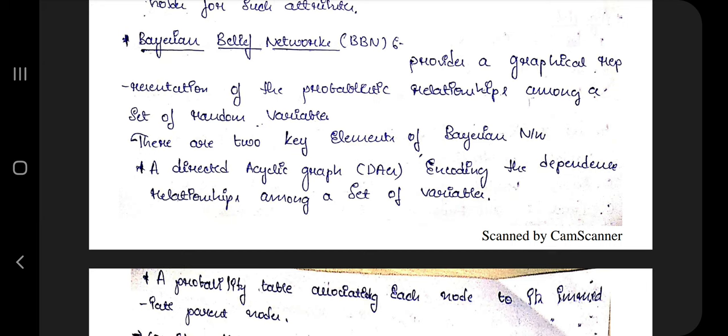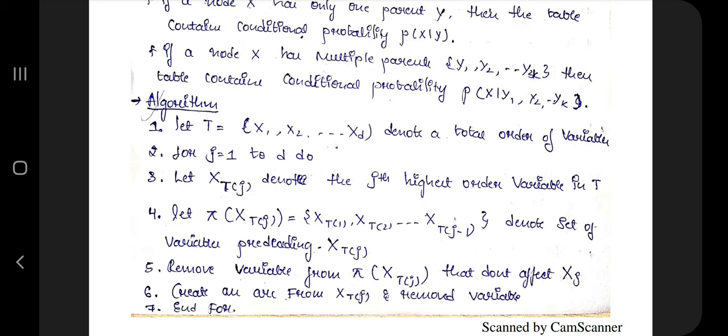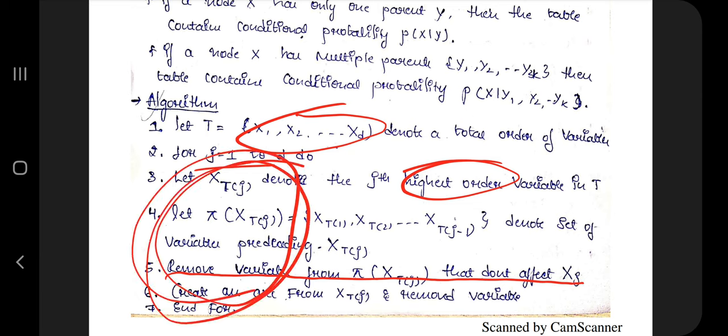A subtopic in this is the Bayesian belief network, which provides a graphical representation of probabilistic relationships among a set of random variables. If a set of random variables is given, it provides a graphical representation of the relationship between each of those values. So it looks as follows. Here we are trying to calculate relevancy, so whichever attributes are not relevant at all, we'll remove them. The algorithm is as follows. We get a set and perform a for loop to get the highest order variables. After that, we remove those variables that do not affect the initial X values. We keep doing this until all those values are removed and we have the best probability with us.